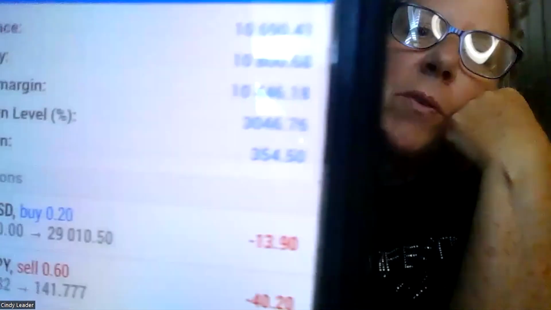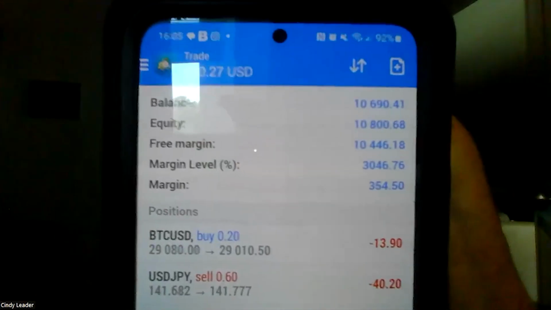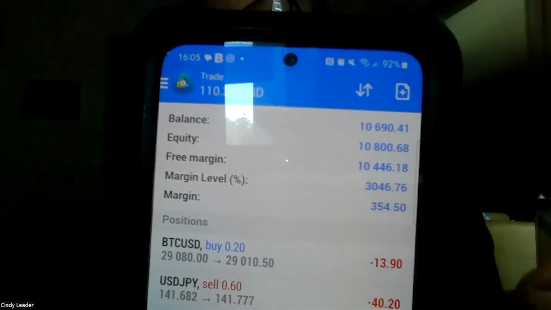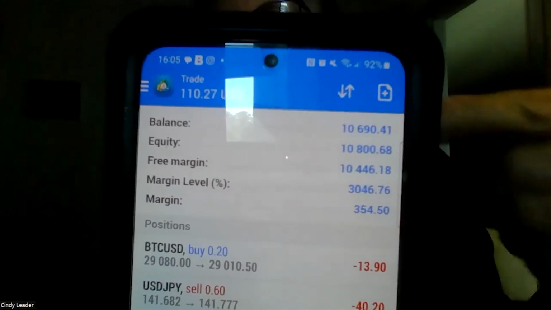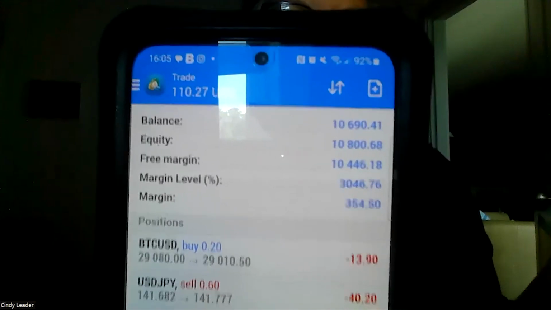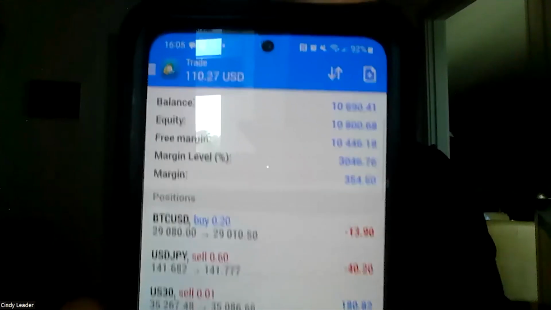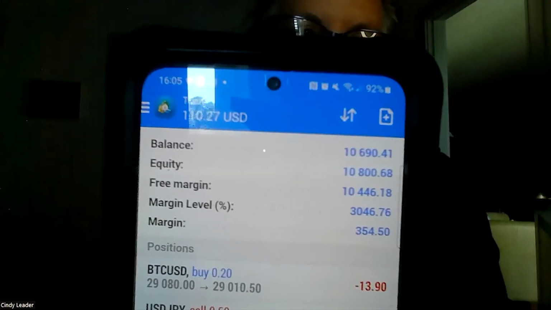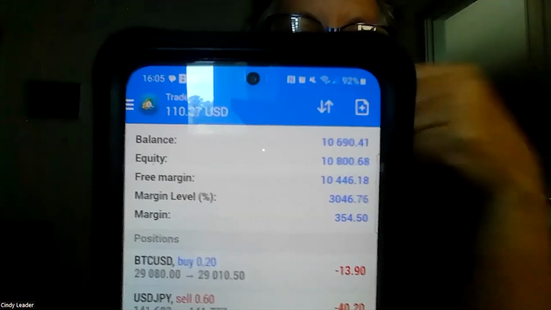The components of the data on the MT4: the balance, the equity, and the margins. I want to make sure you understand those. This is a demo account, by the way, but I will show you the numbers on this account and also a live account that I have where BTC is currently running because, as you know, I'm recording.